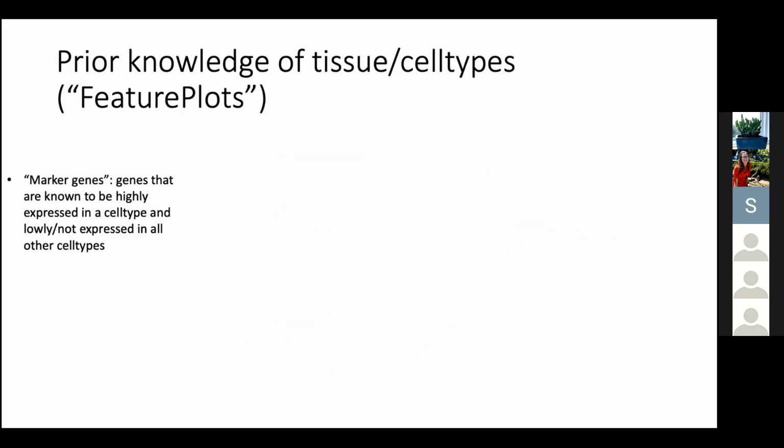Now, we're going to operate under the assumption that not only do I know what the tissue is, I've analyzed this sort of tissue before, and so I know what cell types I should expect. And I know what the marker genes of those cell types are, okay? We're going to define marker genes as genes that are known to be highly expressed in a cell type and lowly or not expressed in other cell types. There are a lot of issues with that definition, but we're not going to cover them again. Challenge me on these things after the talk.